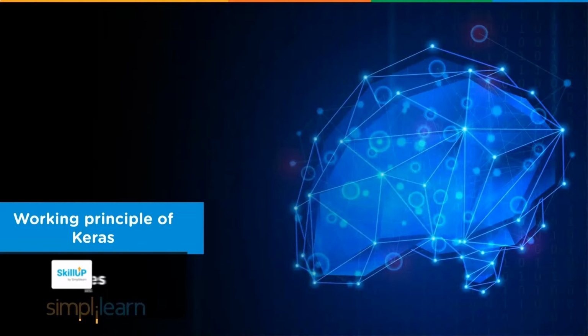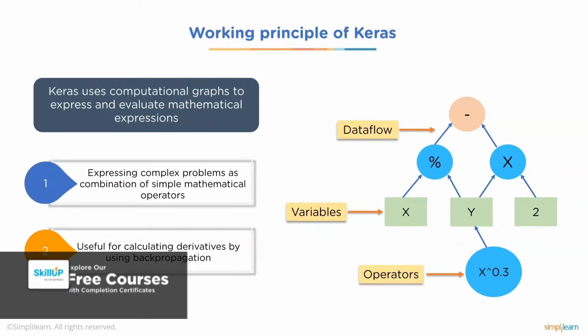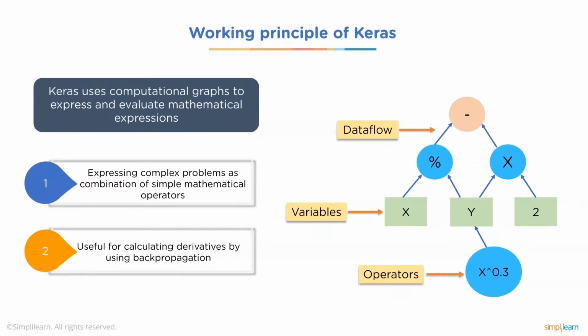So the working principle of Keras. The working principle of Keras is Keras uses computational graphs to express and evaluate mathematical expressions. And you can see here we put them in blue. They have the expression expressing complex problems as a combination of simple mathematical operators, where we have like the percentage, or in this case in Python that's usually your remainder, or multiplication. You might have the operator of x to the power of 0.3. And it is useful for calculating derivatives by using back propagation.